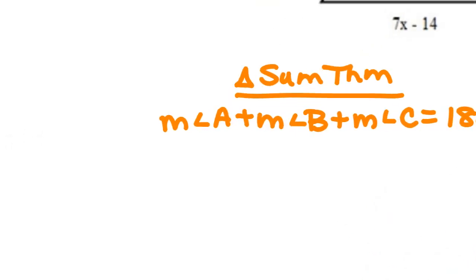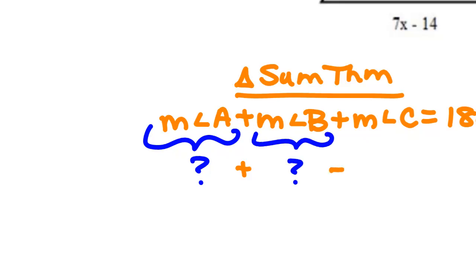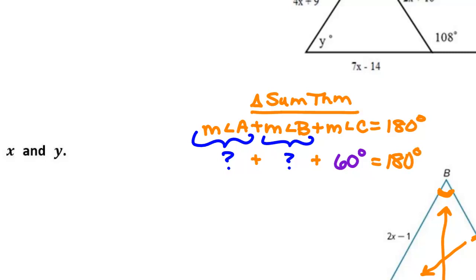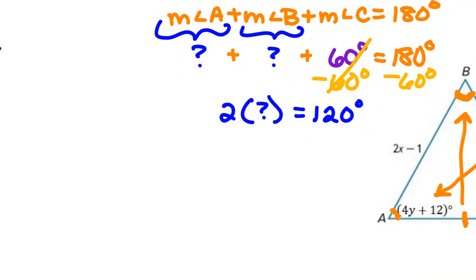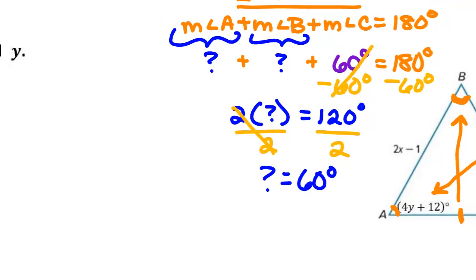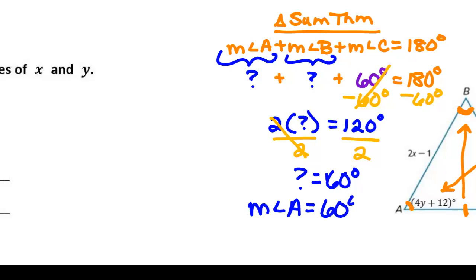Angle A, I don't know how big angle A is, so I'm just going to put a question mark in right here for now. Plus, however big angle A is, angle B is the exact same size. And I do know how big angle C is. That's 60 degrees. Equals 180. I'm going to subtract 60 from both sides. What is 180 minus 60? 120. So I have 2 question marks equal to 120 degrees. Well, if they have to be the same size, how big are both of them? 60. So the measurement of angle A is 60 degrees, and the measurement of angle B is also 60 degrees.